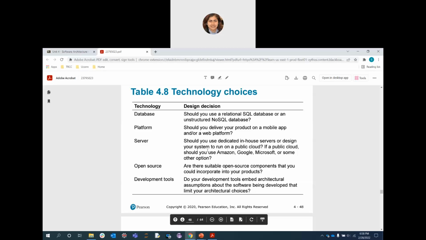Then your server, technology choice server. So a key decision that you have to make is whether your designed system is to run on customer servers or to run in cloud. Okay. So for consumer products that are not simply mobile apps, it almost makes sense to develop it for the cloud. Okay.